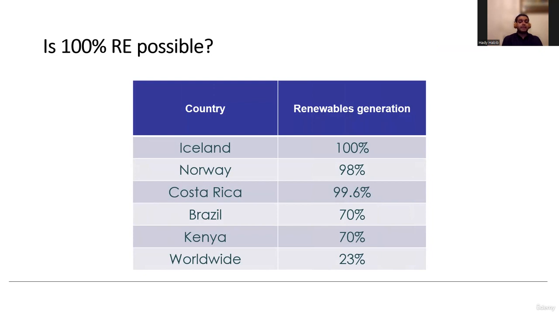Iceland produces all its electricity from renewable energy now. Norway is producing more than 98% of its electricity from renewable energy. Costa Rica is almost producing all its electricity from renewable energy. Brazil and Kenya, which are not rich countries like others, are producing more than 70% of their electricity from renewable energy technologies. And on a worldwide scale, the world is producing 23% of its electricity from renewable energy technologies.